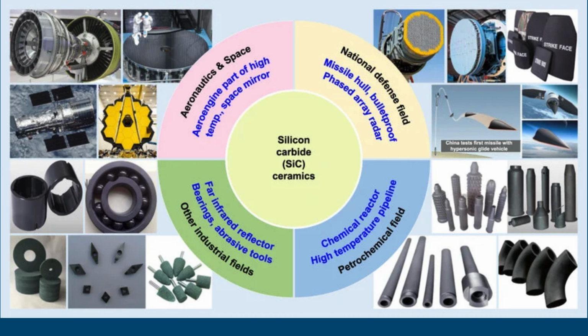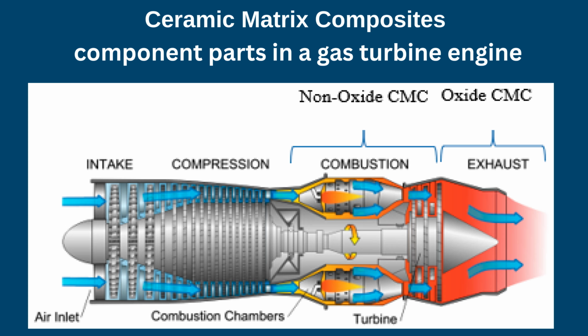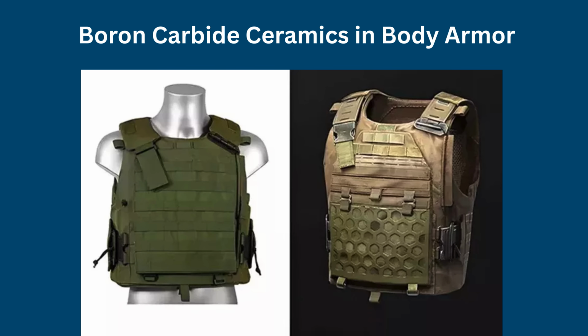Aerospace and defense. Advanced ceramics are critical in aerospace engineering because of their low density and resistance to extreme temperatures. Ceramic matrix composites are used in jet engines, turbine blades, rocket nozzles, and thermal protection systems for spacecraft. Ceramic armor composed of boron carbide, alumina, and silicon carbide provides ballistic protection in military vehicles and personal body armor.